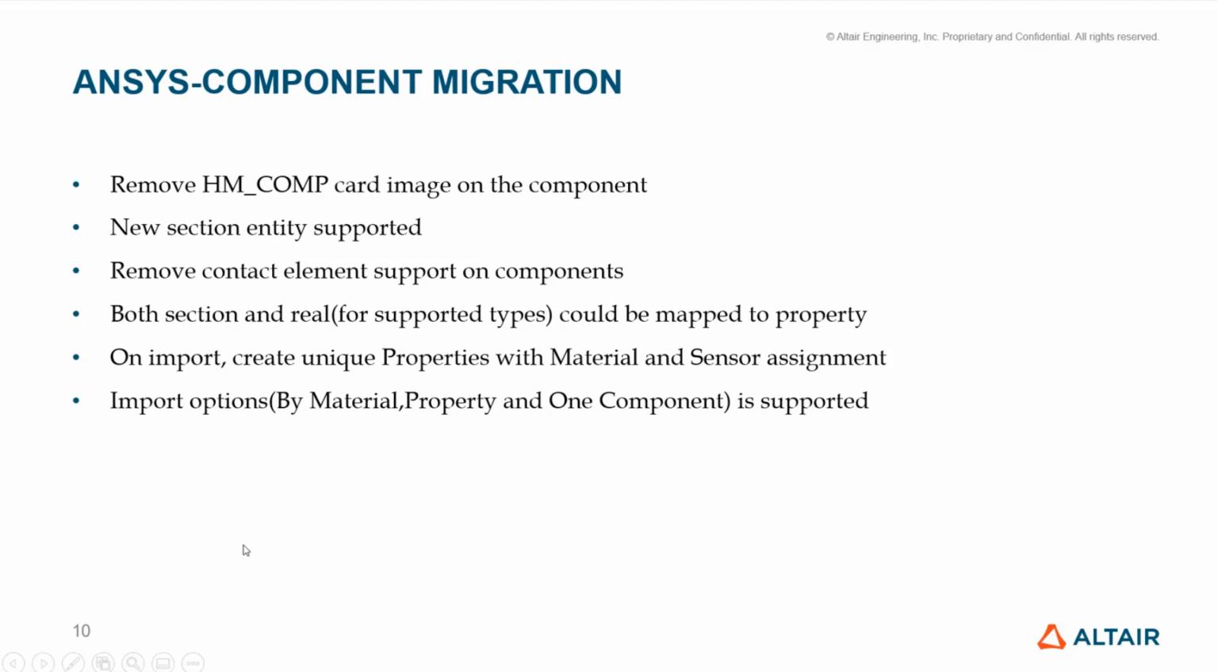And for defining properties, we have a new section entity supported. Earlier, we had contact elements supported on components. This is removed as part of interoperability across interfaces. And one big advantage with component migration in ANSYS interface is there were few element types like solid, contacts, and beam elements, which could have both section and real map to that element. This is possible today with the component migration. And on import today, we will create unique properties with the material and the sensor assignment, just like other interfaces, which I mentioned. We also support import options by material, property, and one component.